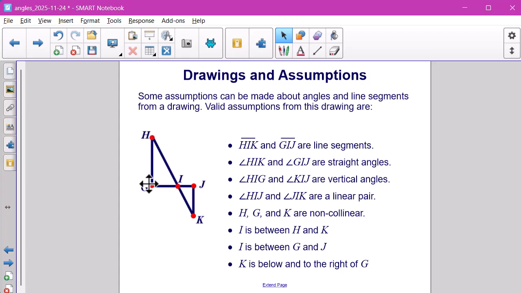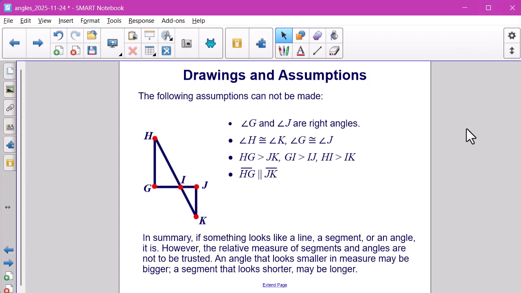Points H, G, and K are non-collinear. Point I is between points H and K. Point I is between points G and J. And point K is below and to the right of point G. The following assumptions cannot be made.